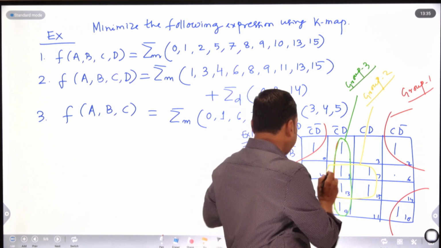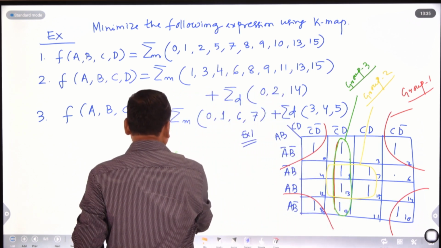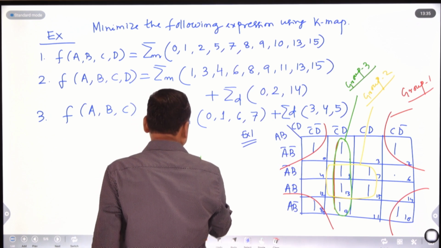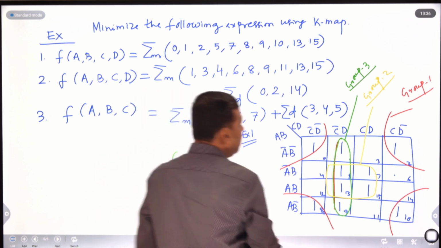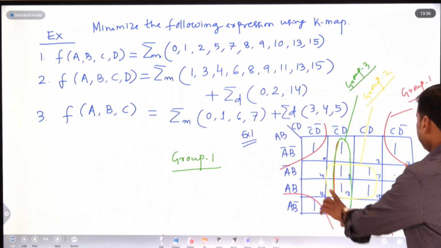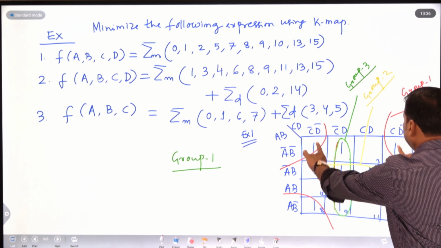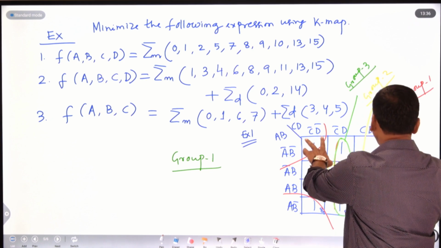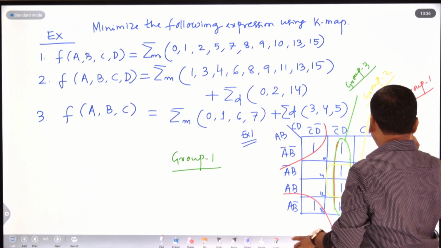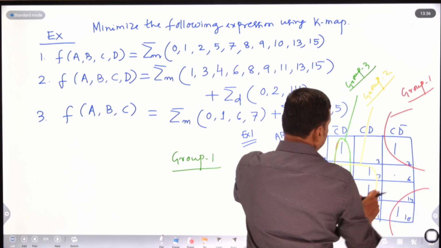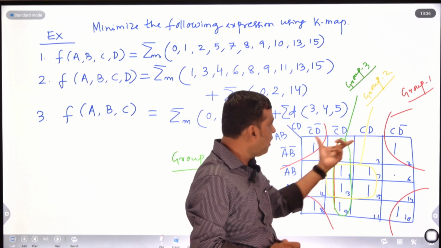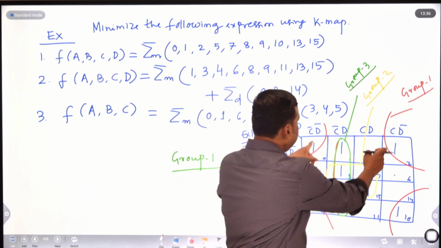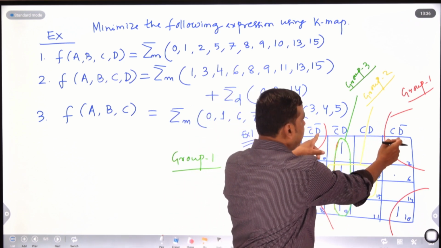So in group 1, what will we get? Look at these two in group 1. This is C bar D bar, this is C D bar, this is C bar D bar, this is C D bar. Which is common here? D bar is common. In group 1, this red color mark, we find that D bar is common.